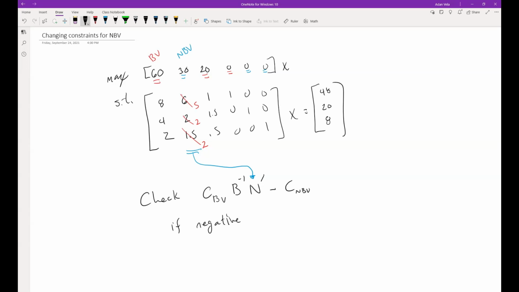So if negative values appear in row 0, then we're no longer optimal, right? So if you made a change to your problem because you got new information, then that would be it. Okay.